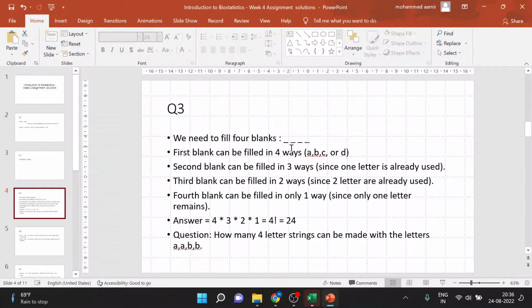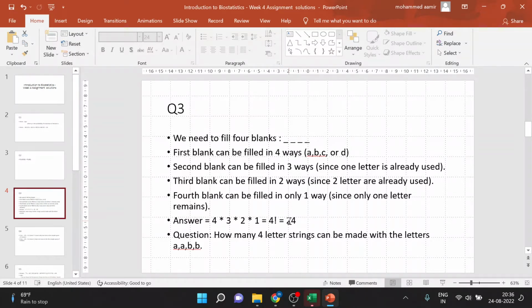The second blank can be filled only in 3 ways, since we have already used one of these letters. Likewise, the third blank can be filled in 2 ways, and the fourth blank can be filled in only 1 way, since we will be having only 1 letter remaining. So the answer to this question is basically combine all the ways you can fill each of these blanks, that is 4 into 3 into 2 into 1, which is nothing but 4 factorial, and this gives you 24.